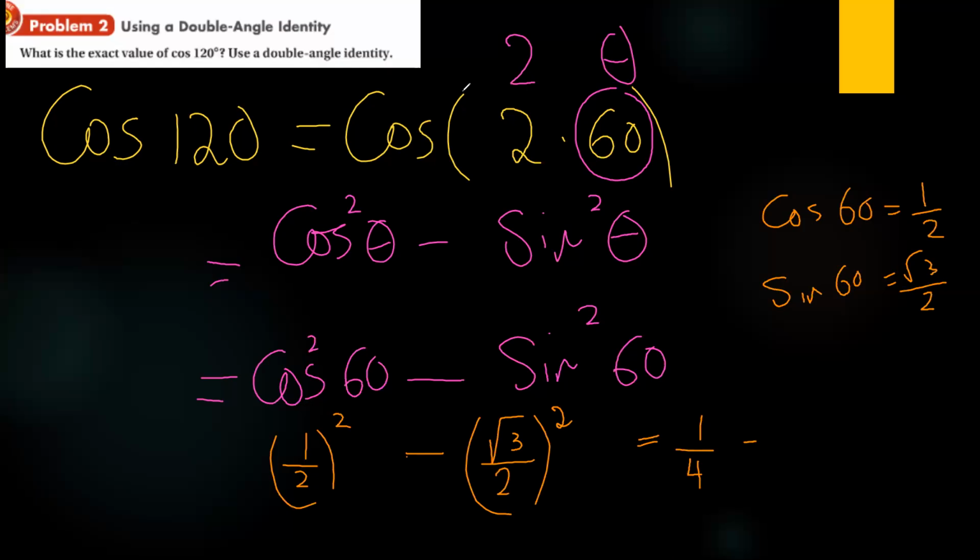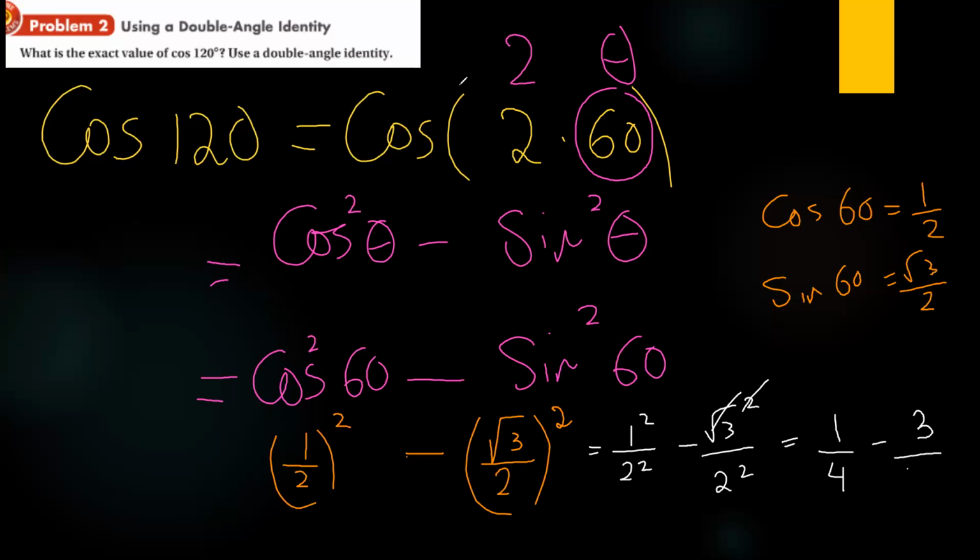Now, all of us know that, but I will remind you here. If we have a fraction squared, it is distributed over the numerator and the denominator. So it will be 1 squared over 2 squared minus square root of 3 squared over 2 squared, which means 1 over 4 minus 3 over 4, because the square cancels the square root. So it will be negative 2 over 4, or negative half. So cosine of 120 is negative half.